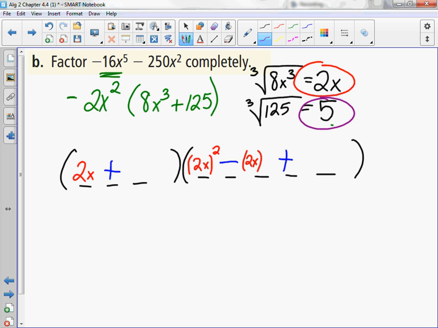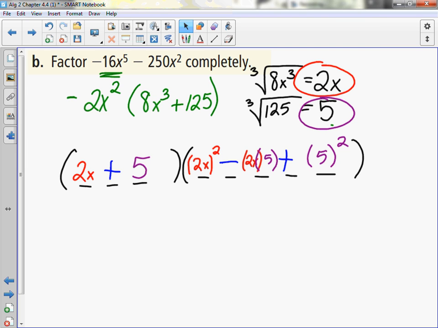Okay, let's plug in the b terms. So our b terms would be 5, nothing with the 2x squared. Then we'd have 5 in the middle, and then lastly, we would have 5 squared. Any questions on any of this so far?